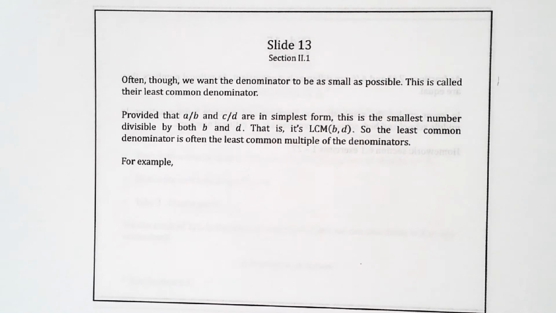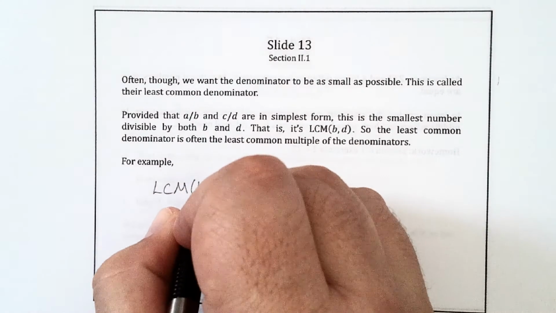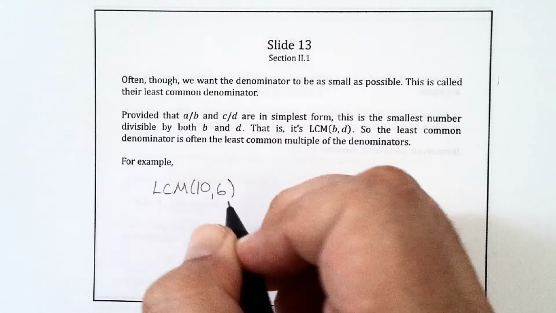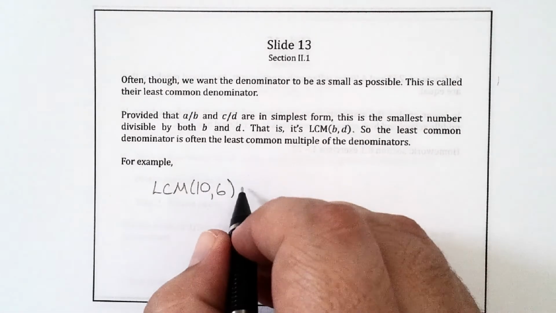So for example, 7 over 10 and 5 over 6. We'd want the least common multiple of 10 and 6. That's the smallest thing they both go into. So pause here and think about it. Make sure you know what that is. I'll wait. Okay, so hopefully you did pause there. If not, you're cheating, so pause now. Otherwise, I'll tell you that the answer here is 30.